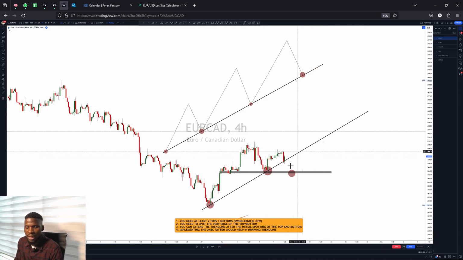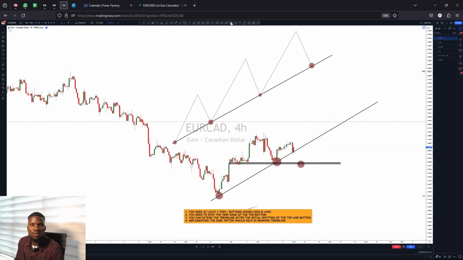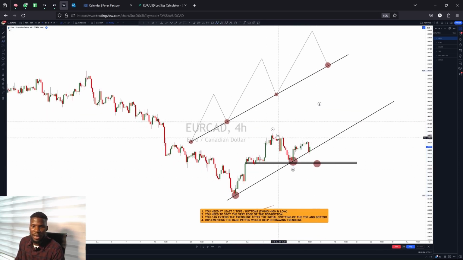So that is done. Now number three, implementing the OABC pattern will help in drawing the trend line. What do I mean by the OABC pattern? It's like this. Right here we have our O, and then the next swing high will be our A, and then the pullback after the swing high will be our B, and then we anticipate the next swing high will be our C. You can see OABC. I can make it basic white. That's good. That is exactly what I'm talking about.